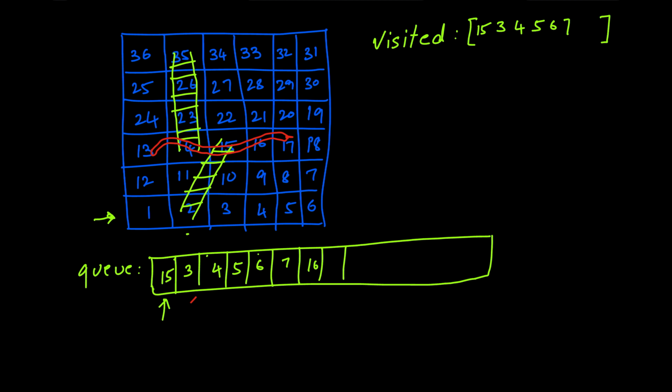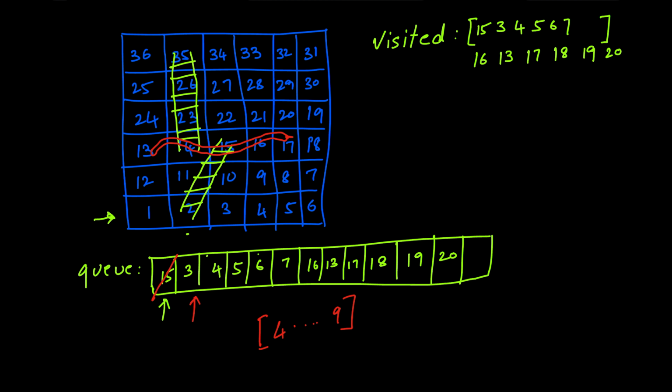Let's add all of the possible cells we can reach after 15 into the queue and also include them in the visited array. As there is a snake at 17, I will not write 17 and instead write 13. As 15 is processed, I will remove it from the queue and move on to the next element, which is 3. From 3, we can reach cell 4 onwards to 9. But a few of the cells are already marked as visited in the array. So instead of adding them, we just skip them and only add the ones that are not yet visited. Only 8 and 9 will be added to the queue while marking them as visited.